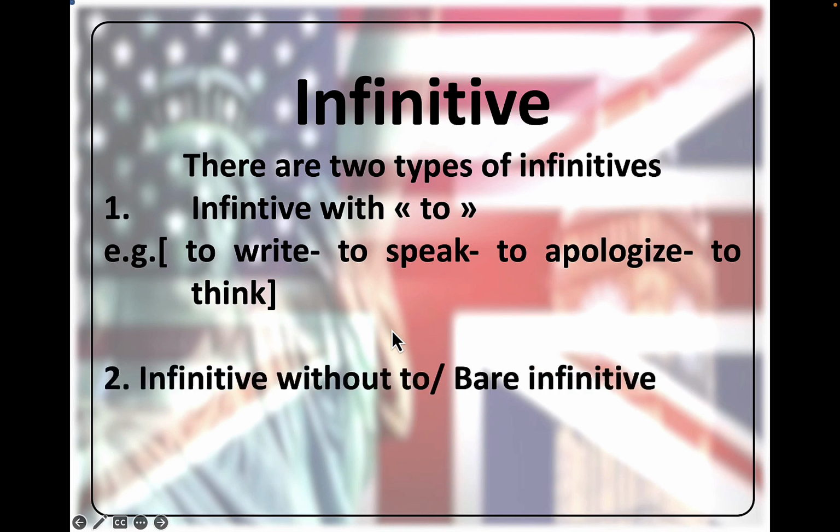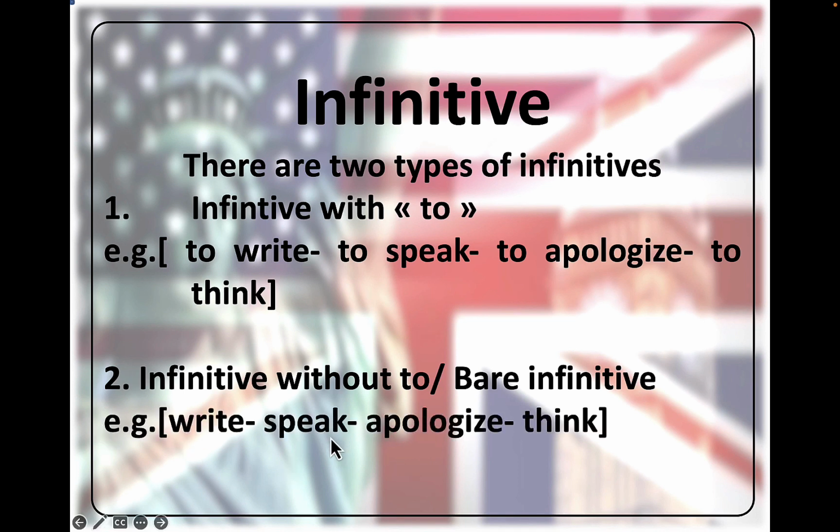Number 2, infinitive without to or bare infinitive. Example: write, speak, apologize, think. So such verbs are not preceded by to. They are bare infinitives. There is no to before them. So an infinitive with to is an infinitive in which we have to before it. An infinitive without to is an infinitive or a verb which is not preceded by to. Now the question here is, when do we use the infinitive with to and the infinitive without to? So let's answer this.